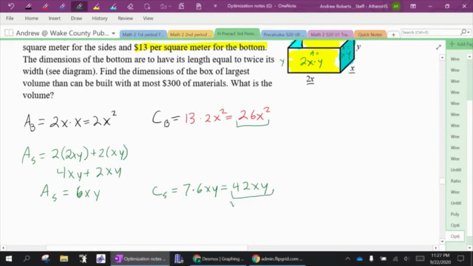And they said, what's the largest box you can build? Largest box, that means volume, with $300. So my total cost is going to be the cost of the bottom plus the cost of the side, which is going to be 26x squared plus 42xy.